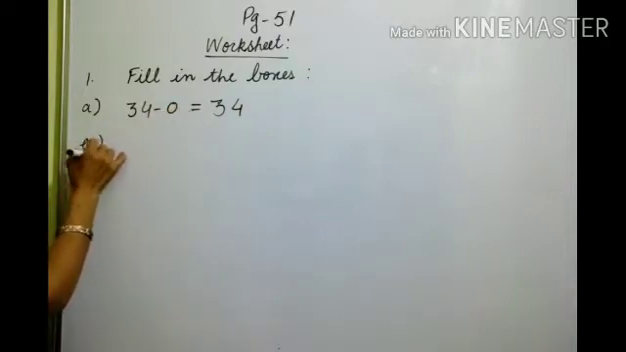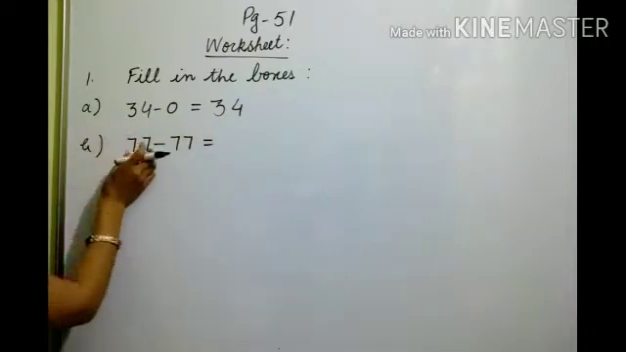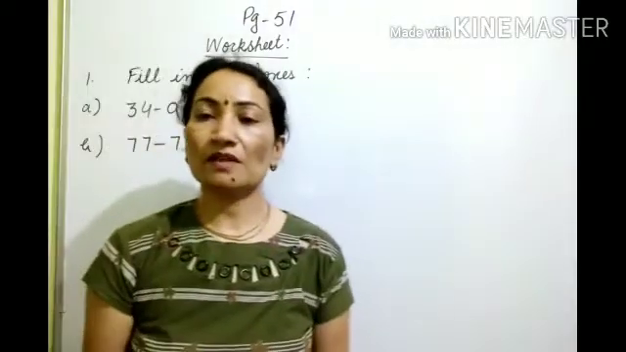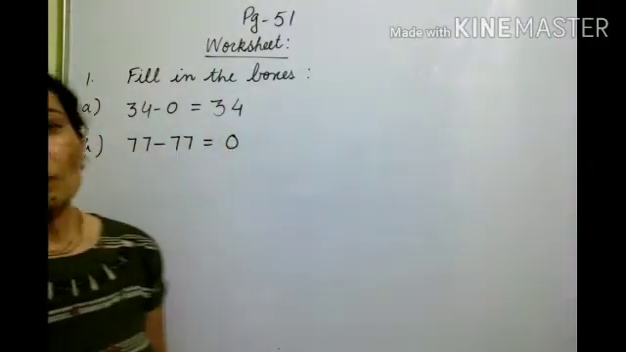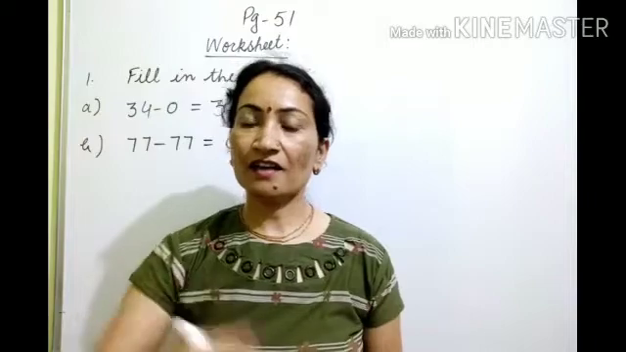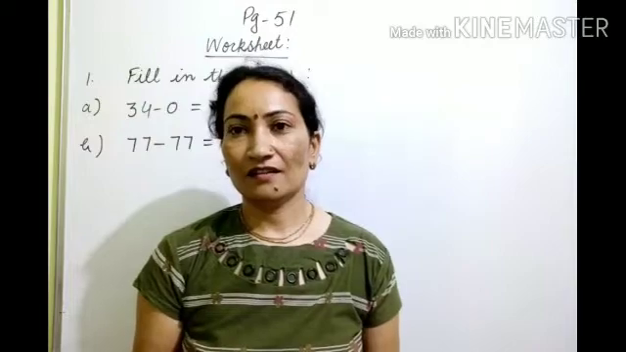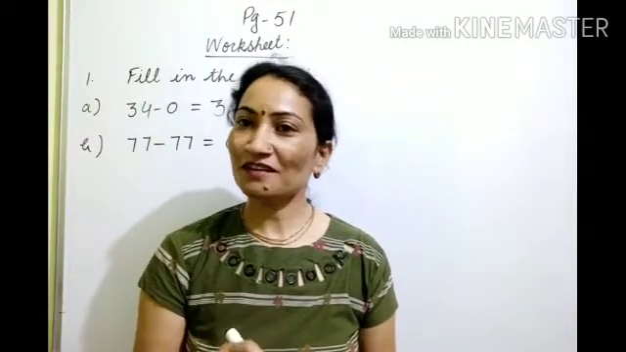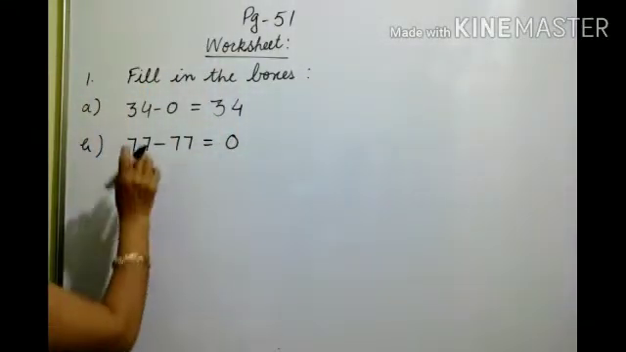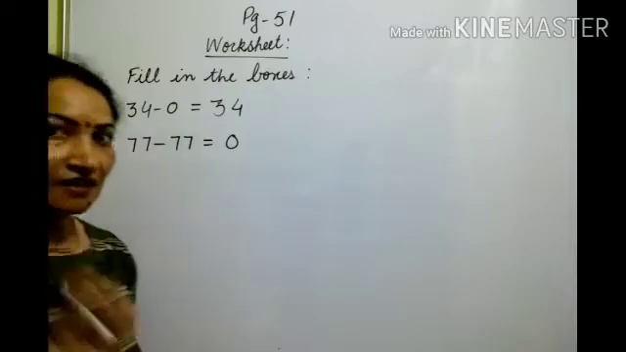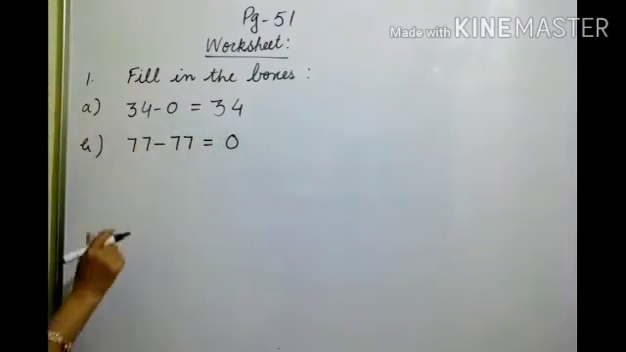Now B option is 77 minus 77. If we subtract any number from the same number, then the answer will be 0. How? Suppose I have 5 pens and I give away all 5, then how many am I having? I am having 0, nothing. And to show nothing, again we use 0 in maths. The rule is, if we subtract any number from the same number, then the answer will be 0.